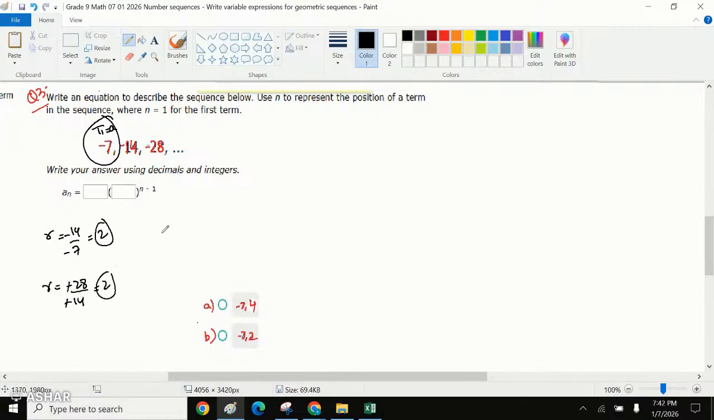That means the value of A and R should be: A was minus 7 and R was plus 2. Yes, option B would be the correct answer, right? So we click on option B. It shows us that it's the correct answer.